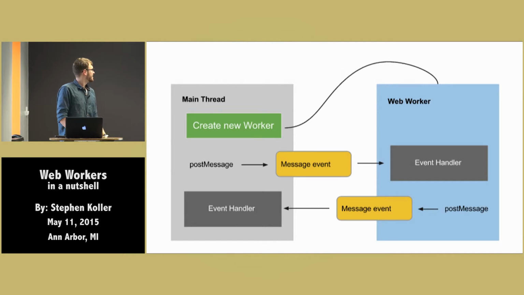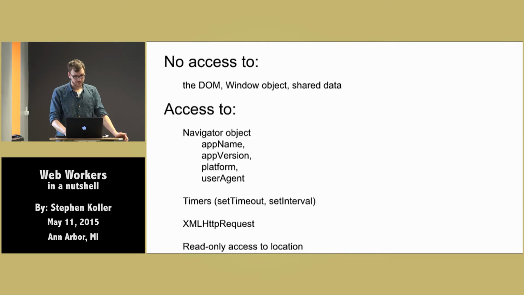The web worker and the main thread can communicate to each other using events. These events are of a type called message. The data in the message event, initially it only supported strings, but then they started supporting JSON data. So that's the main way that they communicate back and forth.